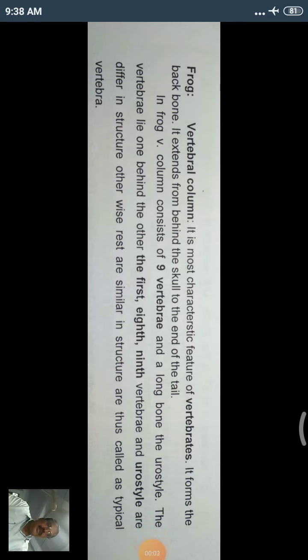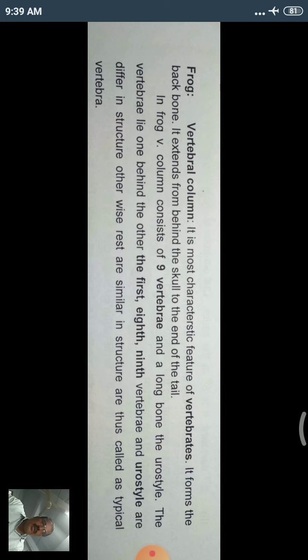Dear students, today's talk is on the endoskeleton of frog, particularly the vertebral column. The vertebral column is the most characteristic feature of vertebrates. It forms the backbone. It extends from behind the skull to the end of the tail.